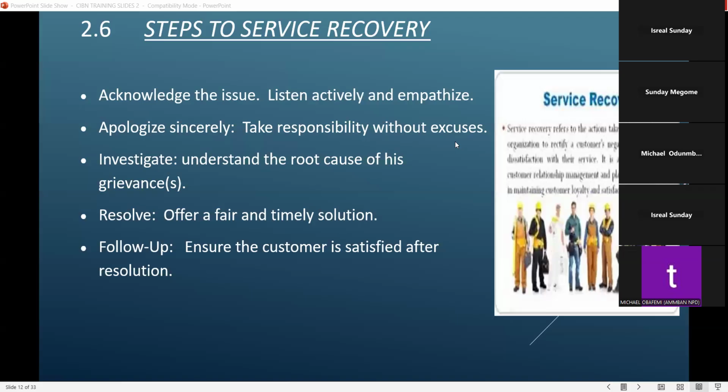Then the last part of it, say follow up. Ensure that the customer is satisfied. After resolution, how do you follow up? Phone call. So it's important that we keep track.